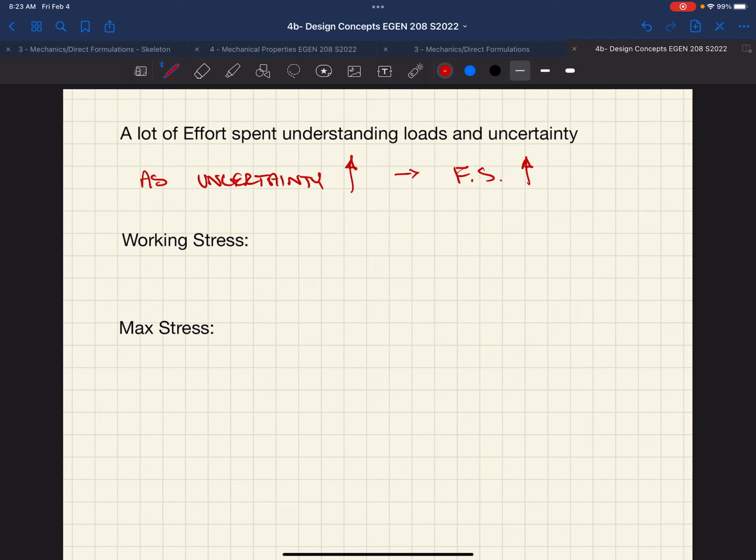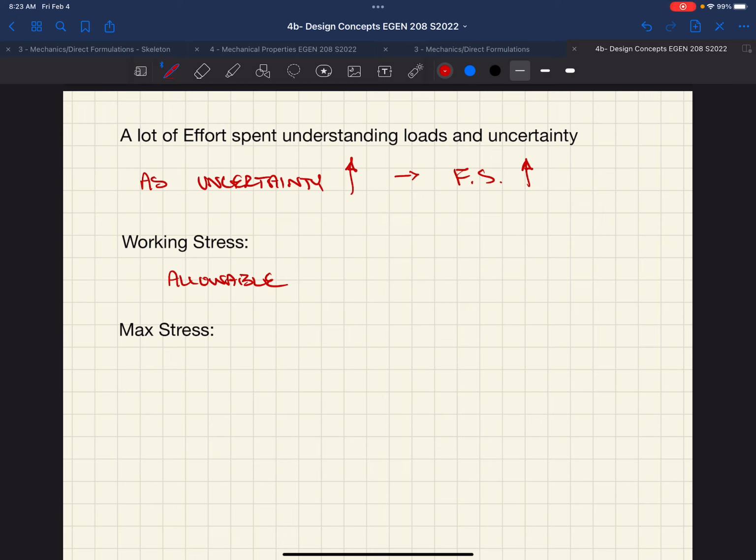So as part of this factor of safety, we have this idea of working stress and max stress. Working stress is what we would call our allowable stress. And that's our max stress divided by our factor of safety. Okay?